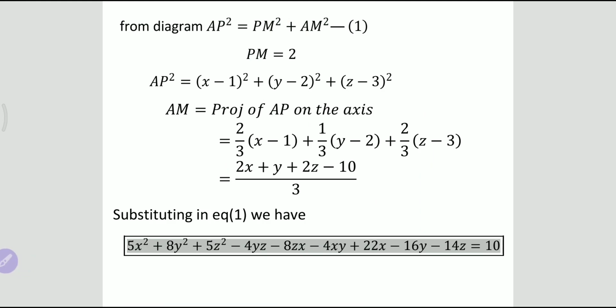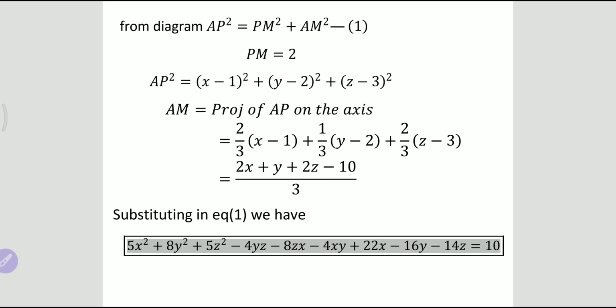Now once you have this AP, PM and AM, put all these values in the Pythagoras theorem, that is AP square is equal to PM square plus AM square. And when you simplify it by cross multiplying and taking the square and all, you are going to get the equation of the right circular cylinder.